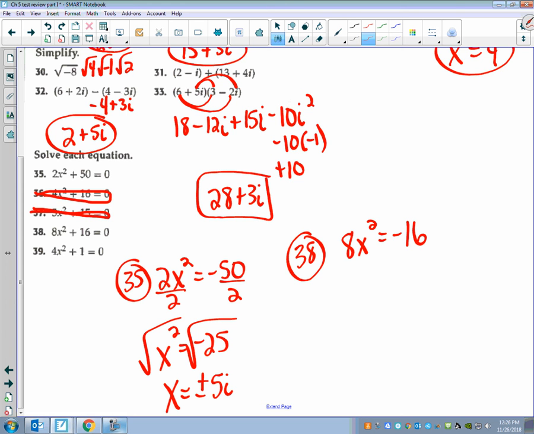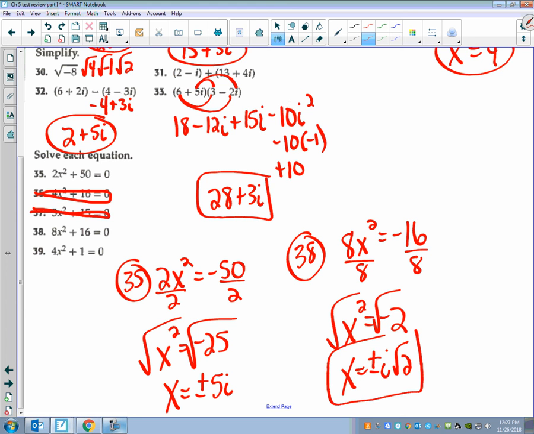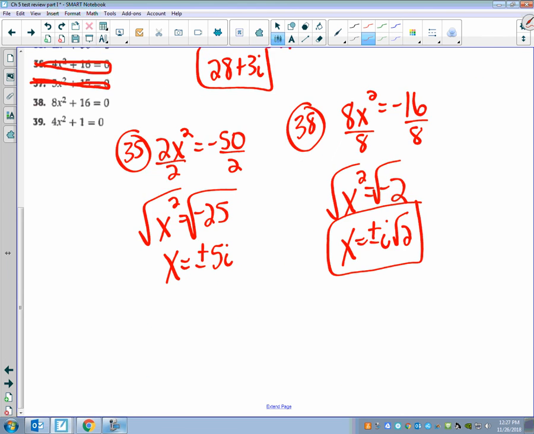38, the first thing I'm going to do is subtract 16 to the other side. Divide by 8, and I get x squared equals -2. When I take the square root of both sides, I can take the i out, but the square root of 2 is not a perfect square, so it has to stay under the square root.